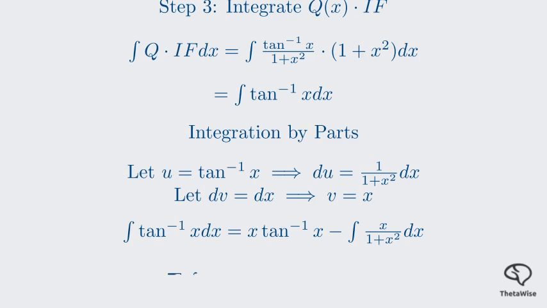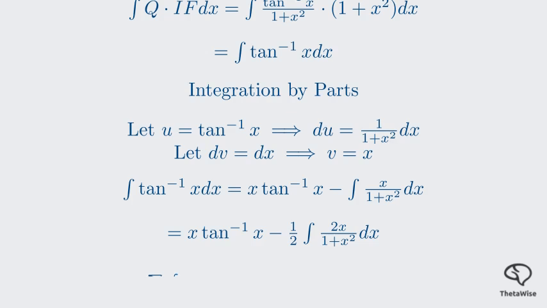The remaining integral is again of the f prime over f type. The derivative of 1 plus x squared is 2x. We have x. So we'll multiply the top and bottom of the integral by 2 and compensate with a 1/2 out front. This gives us x tangent inverse x minus 1/2 times the integral of 2x over 1 plus x squared dx. Now we can solve this.